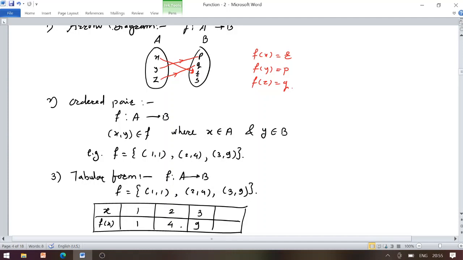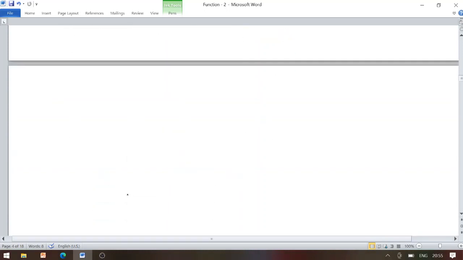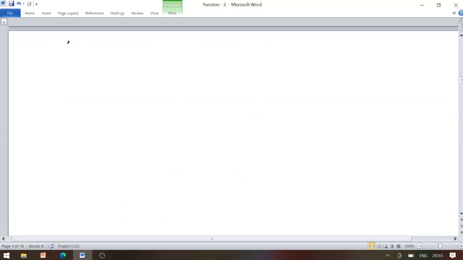Next we have the formula method. Look now at the fourth representation of a function, that is the formula method. We already discussed one formula method.